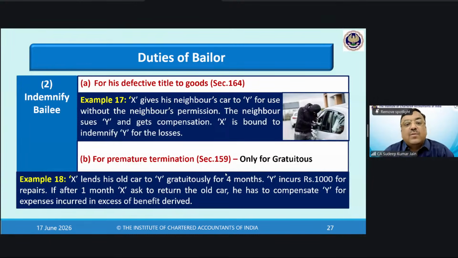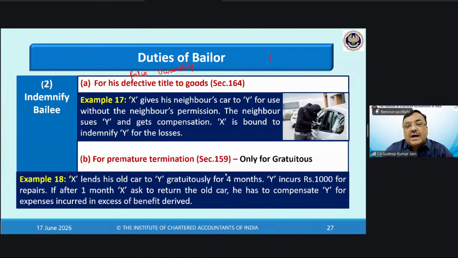Indemnify Bailey, compensating Bailey. Bailey को लॉस हो गया, उसके लिए compensate करना. Indemnify, to compensate for loss, for defective title to the goods. Defective title means false ownership, कह सकते हैं. You can say false ownership.